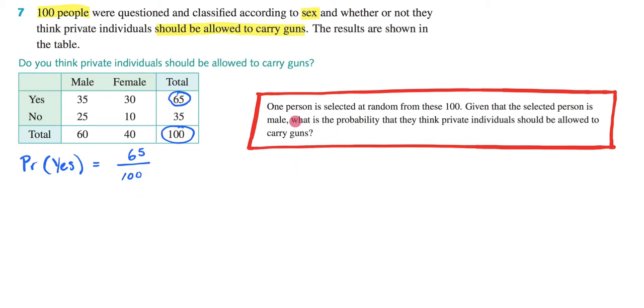Let's now go to the question at hand, which says one person is selected at random from these 100. Given that the selected person is male, what is the probability that they think private individuals should be allowed to carry guns? So now we're going to find out what's the probability of saying yes given they are a male. Well, if we know already that they are a male, are we going to say it's out of 100? No, rather we're going to say it's out of 60.